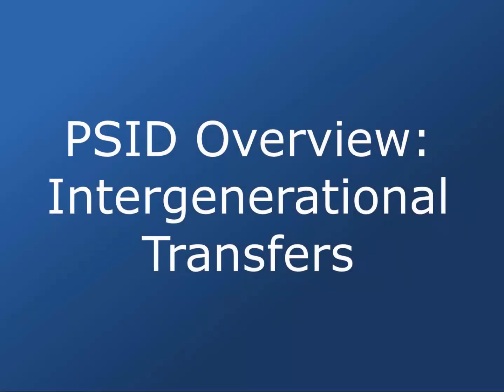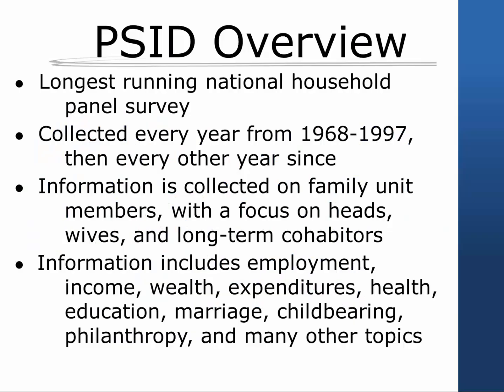Let's start with a brief overview of the PSID and the current ways in which intergenerational transfers are covered in the PSID. Begun in 1968, the PSID is the world's longest-running national household panel survey. Although the initial focus of the PSID was on family income, content areas have been expanded over time to include many new topics, including transfers of time and money from one generation in a family to another.